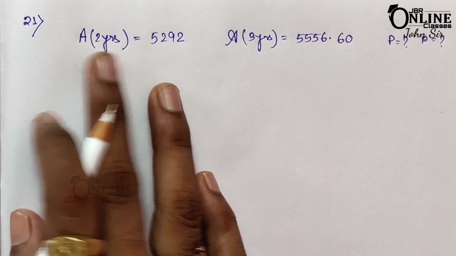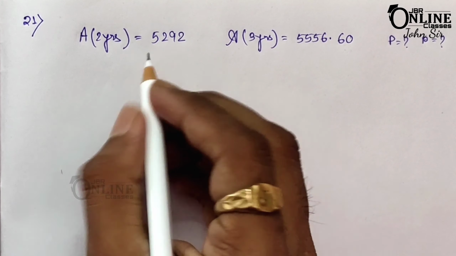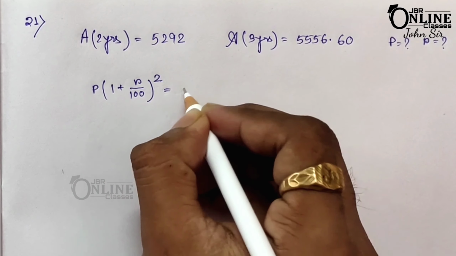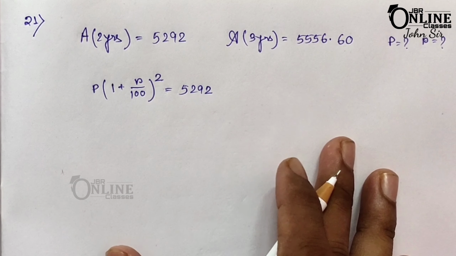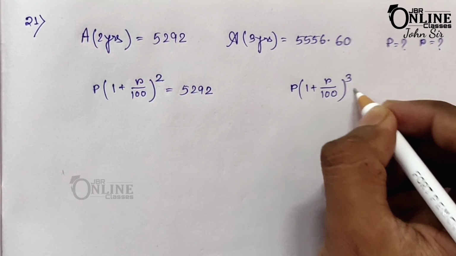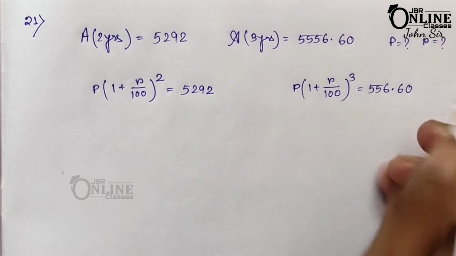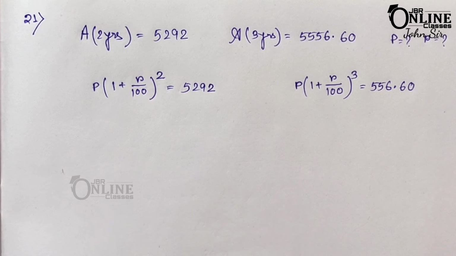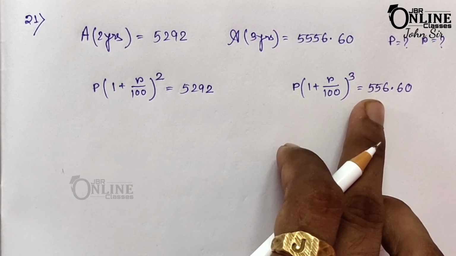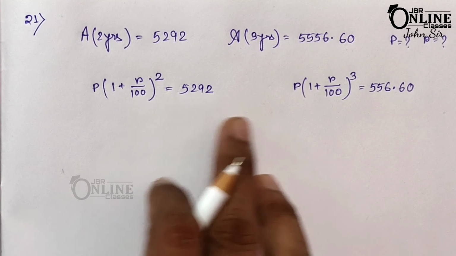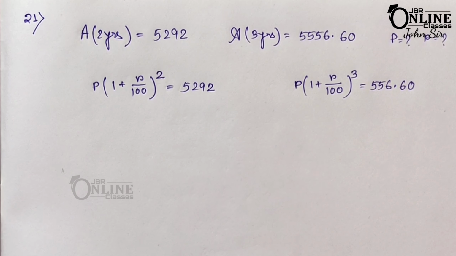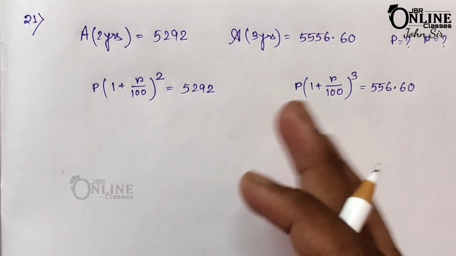Now for 2 years, the amount equals 5292, that means according to the problem P into 1 plus R by 100 whole to the power 2 equals 5292, and again P into 1 plus R by 100 whole cube equals 5556.60. So for the second year the amount equals 5292 and for the third year the amount equals this one. So you can easily solve for the values of P and R from these two equations, or you can also apply another method.